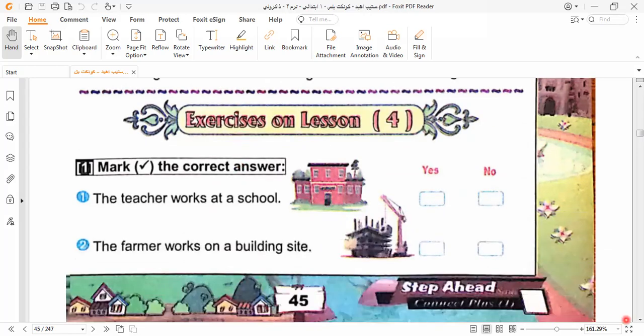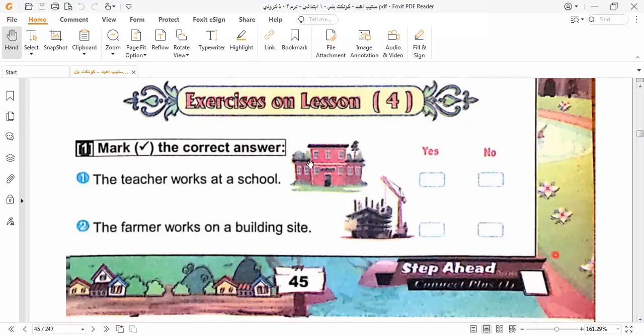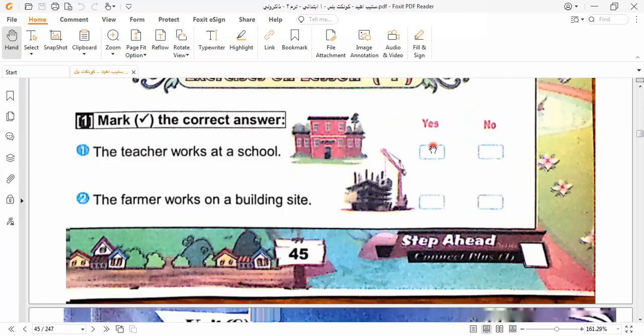Let's practice. Let's go to the first exercise dependent on this lesson. The teacher works at school. Yes or no? All of us say yes, Miss. Can the teacher work in a hospital? No, he can't work in the hospital. So I will put yes for school. Let's go to another one.